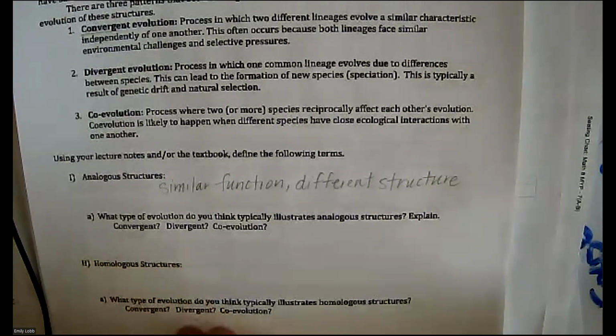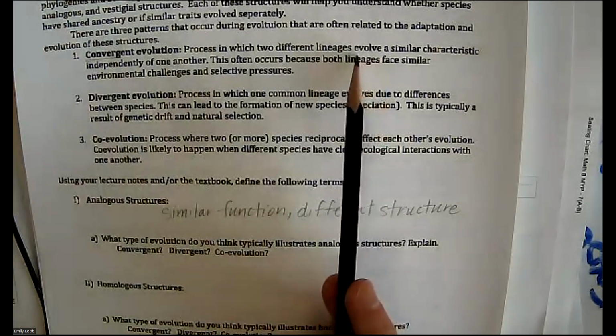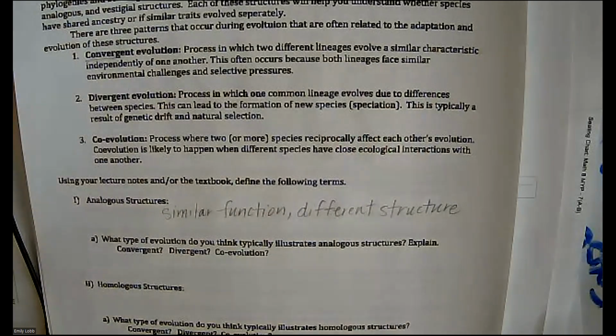So what do you think typically illustrates analogous structures? So remember, this is something they have a similar function to. So do you think two lineages evolve a similar characteristic? So maybe when we go back to the question we just answered last, we're talking about a shark and a whale. They have analogous structures, right? They could have come from two different lineages. You think it's divergent because one common lineage evolves due to differences between species. So essentially, if they wanted to survive in the water, they both needed fins, right?